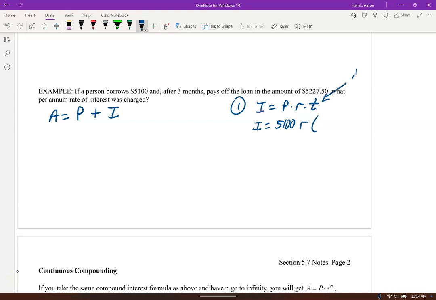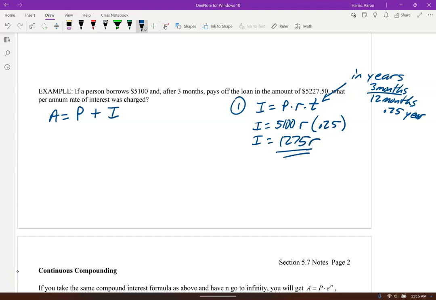Now our time is in years. In this case, they paid it off after 3 months. So 3 months out of 12 months is 0.25 of a year, right? That's 1/4 of a year, so 0.25. So you've got 5,100 times 0.25 times R, and it looks like you get 1275 R. So that's what I'm going to put over here.